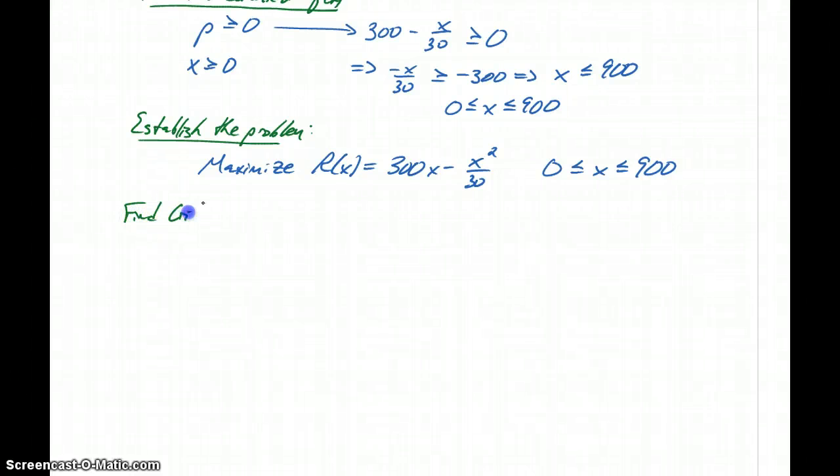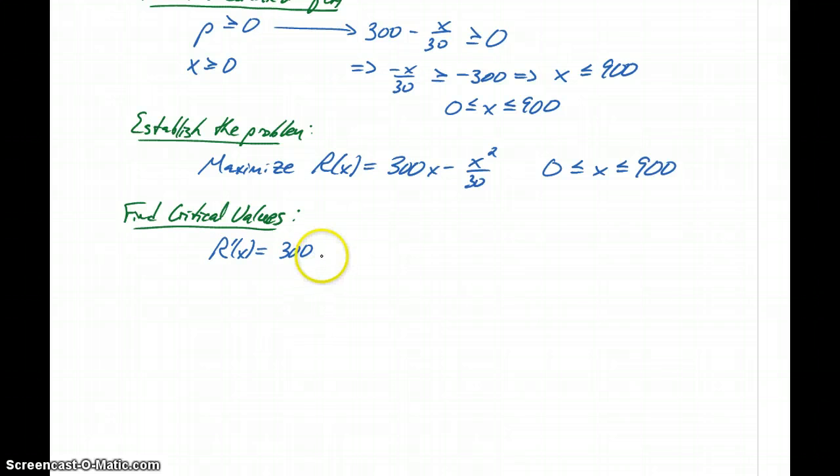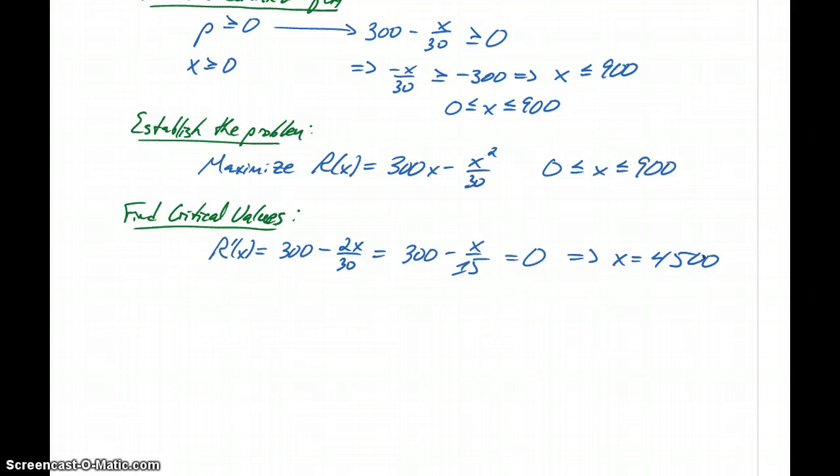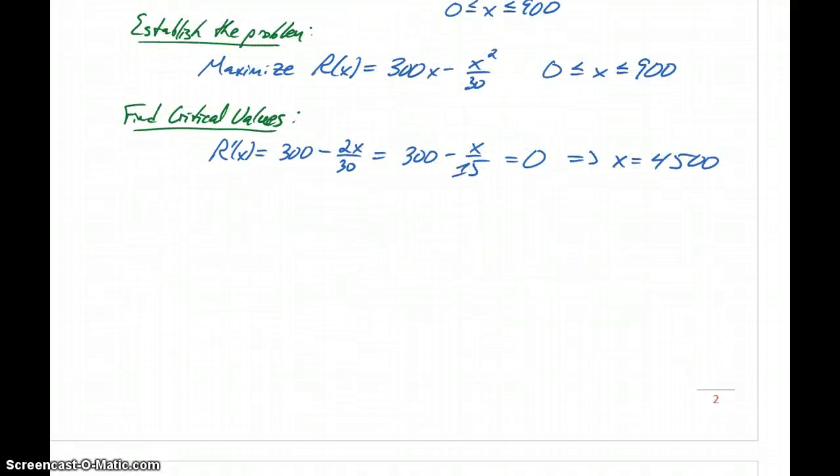So the next step is to identify any and all critical values. We take the derivative of our revenue function, which in this case will be 300 minus 2x over 30, or 300 minus x over 15. And we set that equal to 0, which will give us a result of x equals 4,500. So that is our lone critical value.